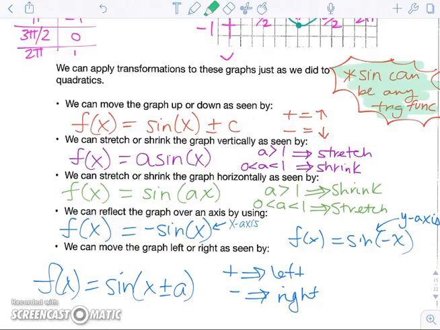Remember we watched that Harry Potter clip and it says, why the long faces? A number greater than 1 is going to make your graph tall and skinny. A number between 0 and 1 is going to be a shrink. It's going to make your graph short and fat. It's going to flatten it out.